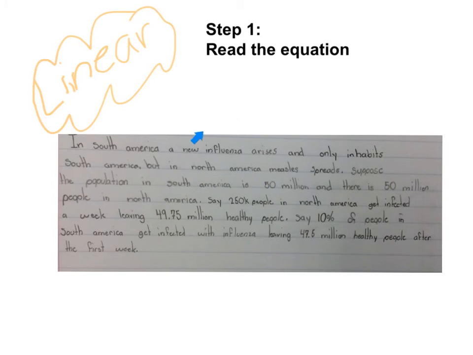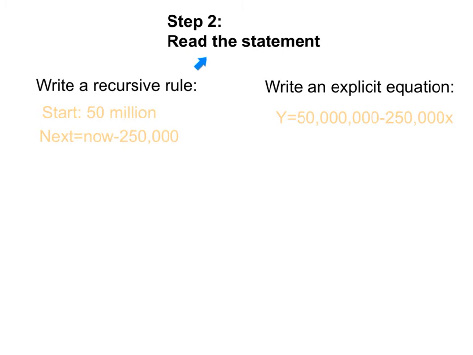Step 1, read the equation. It's the same one as before. Step 2, read the statement. Write a recursive rule. It starts at 50 million and it goes down 250,000 each time. So write an explicit equation. It's 50 million minus 250,000 x, and that is the equation.